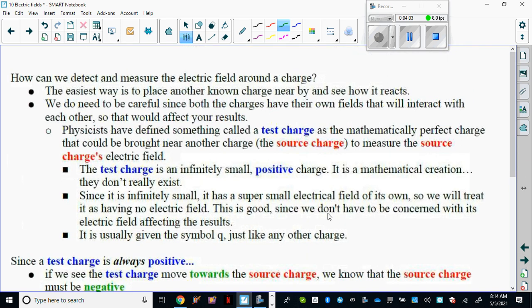Moving on. How can we detect and measure the electric field around a charge? The easiest way is to place another charge, a known charge, in there and see how it reacts. We do need to be careful, since both charges have their own field and will interact with each other, so that would affect the results. So we come up with this mathematical construction called a test charge. Physicists have defined a test charge as a mathematically perfect charge that can be brought near another charge, the source charge, to measure the source charge's electric field. The test charge is an infinitely small positive charge. That's very important. It's positive.